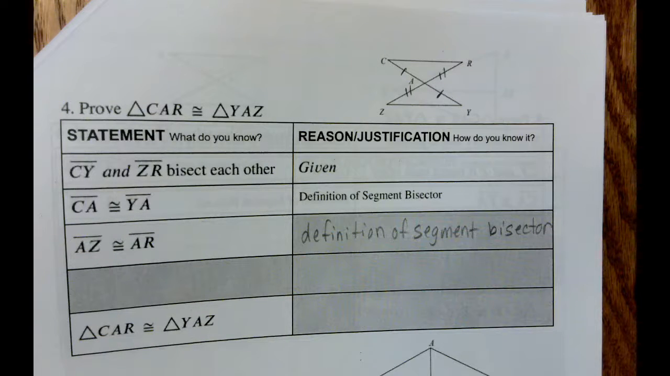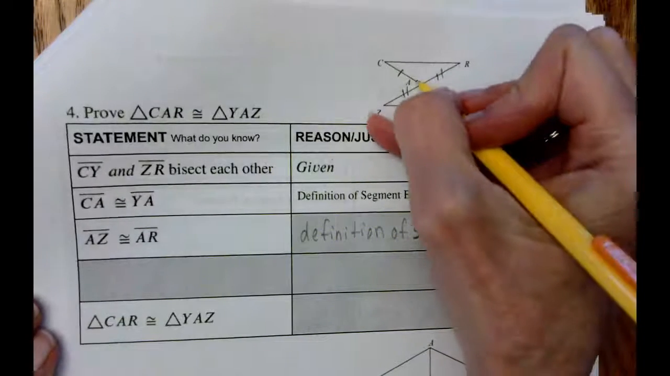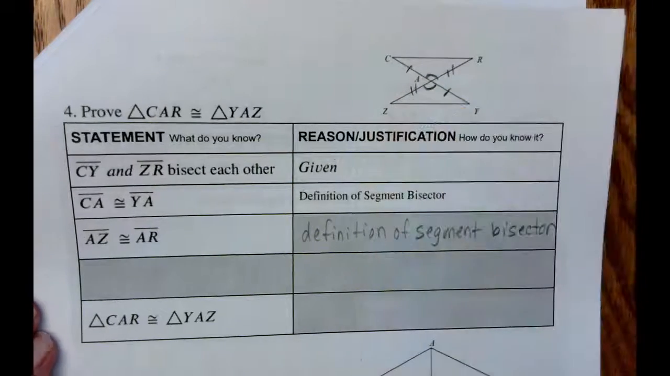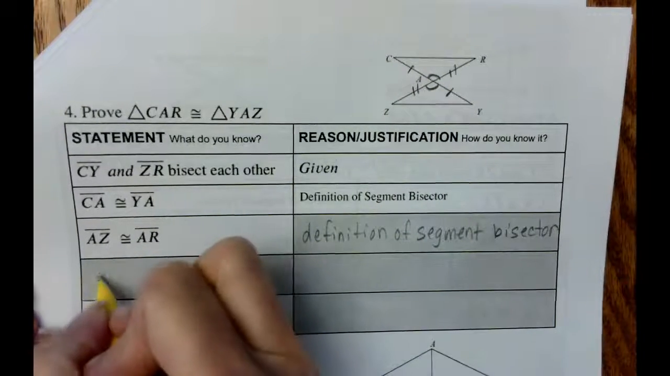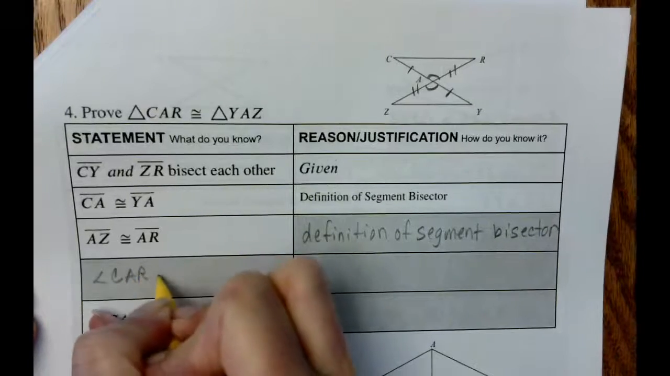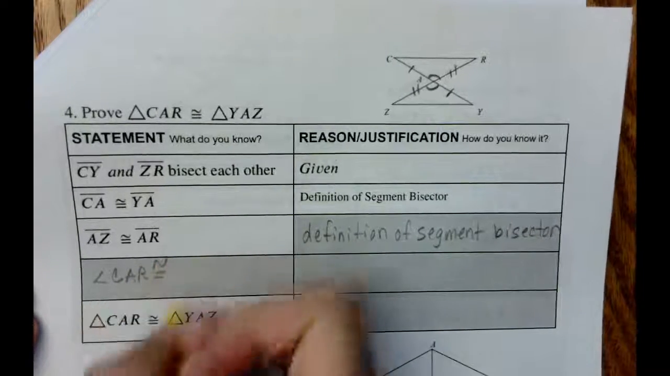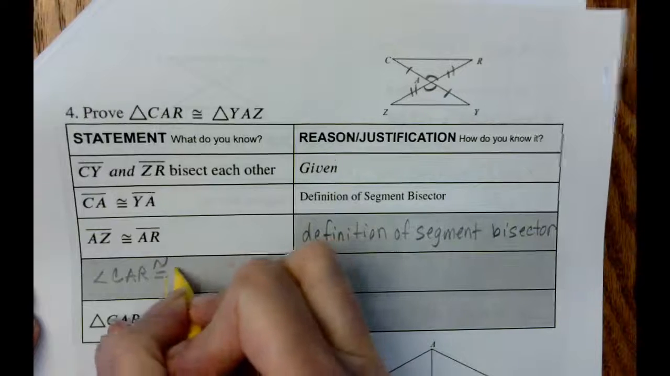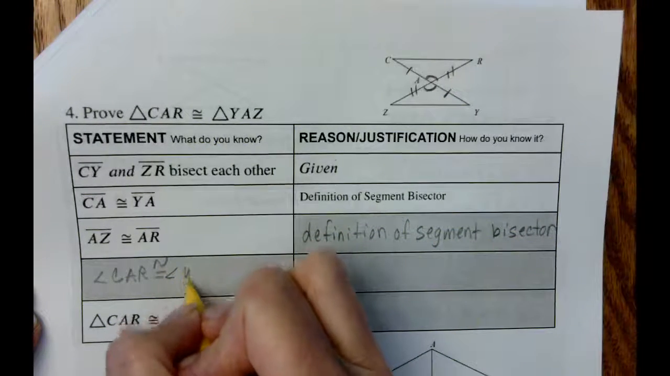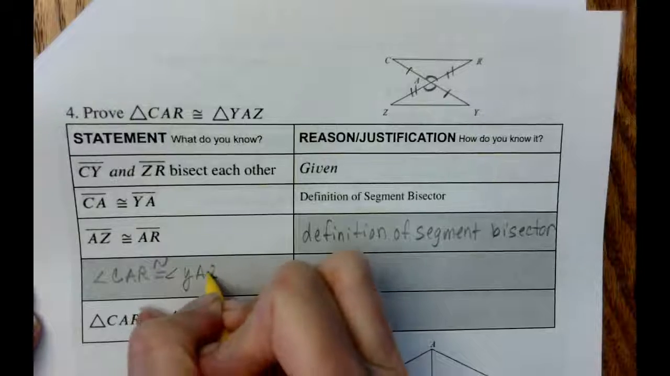So if I did mark those two up, something else that I notice is that this angle and this angle are congruent. So angle CAR is congruent to angle YAZ.